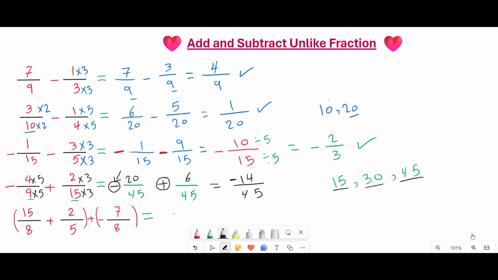Okay, can simplify, check. 14 is 2 times 7 only, or 1 times 14. 45, no 2, no 7 inside it. Then no simplify, simplest form.